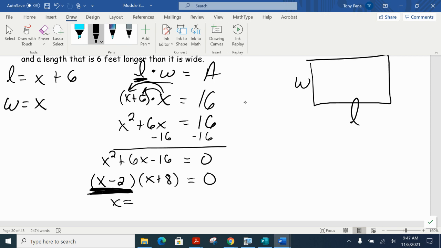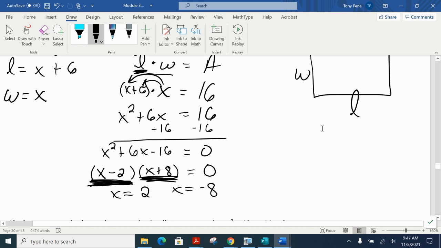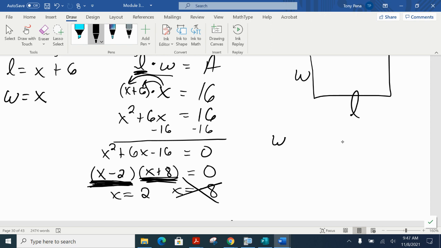Diana, what makes this factor a 0? 2. Good. And Amarian, what makes this one a 0? All right, but which one is our answer, Amar? At least kind of our answer, Amarian? Good. Cannot have a negative length, so we're going to say that that isn't possible for the context of this problem. But then ultimately our answer is, what is our width?